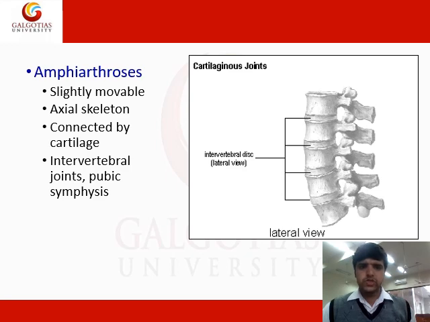Next, we are going to talk about the second type of functional classification, that is Amphiarthrosis. In other words, Amphiarthrosis is also known as slightly movable joints. It is also located in the axial skeleton, because the two bones are connected by cartilage, which allows some movement but not free movement. Examples of Amphiarthrosis joints are intervertebral joints as well as pubic symphysis.